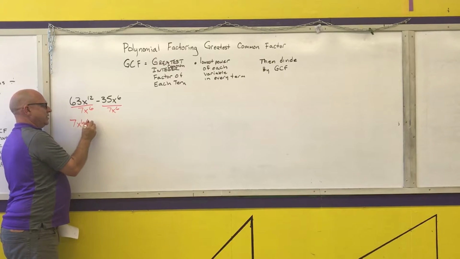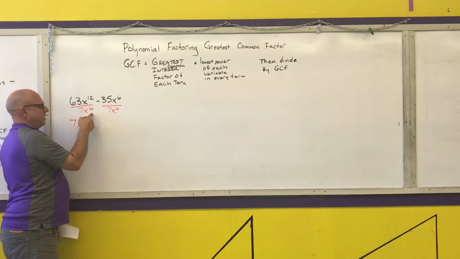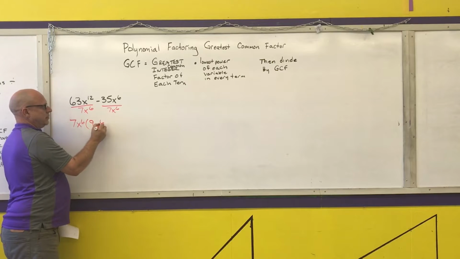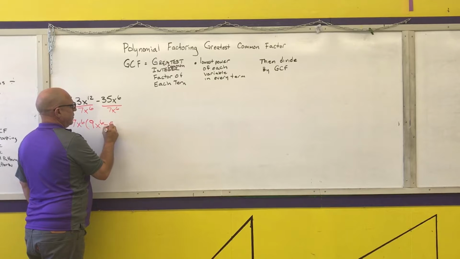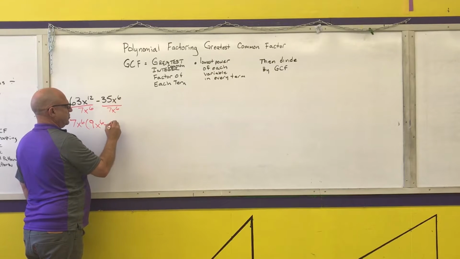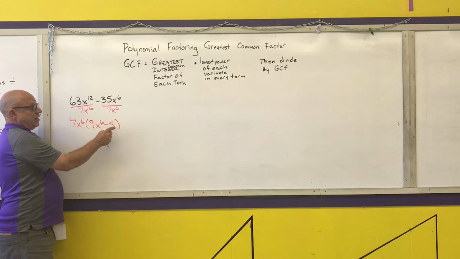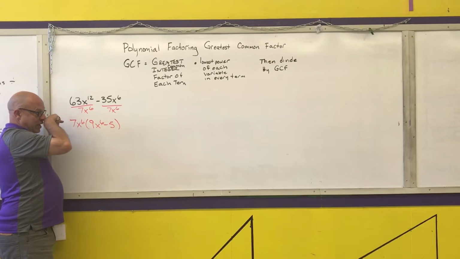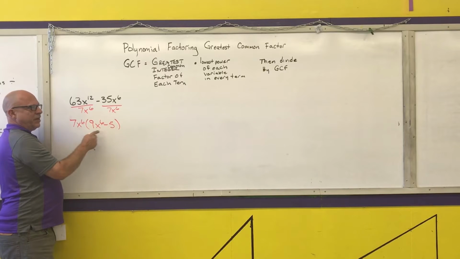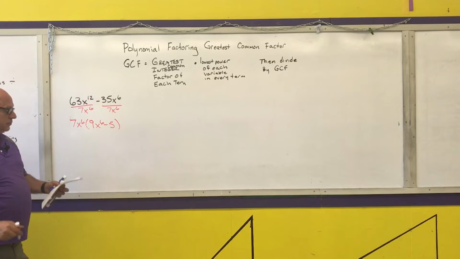63 divided by 7 is 9. X to the 12th over x to the 6th is x to the 6th. Negative 35 divided by 7 is negative 5. X to the 6th over x to the 6th is 1, so I don't have any terms with x's there. Notice again, no common factors between 9 and 5, and no x's appearing in at least one of the terms.